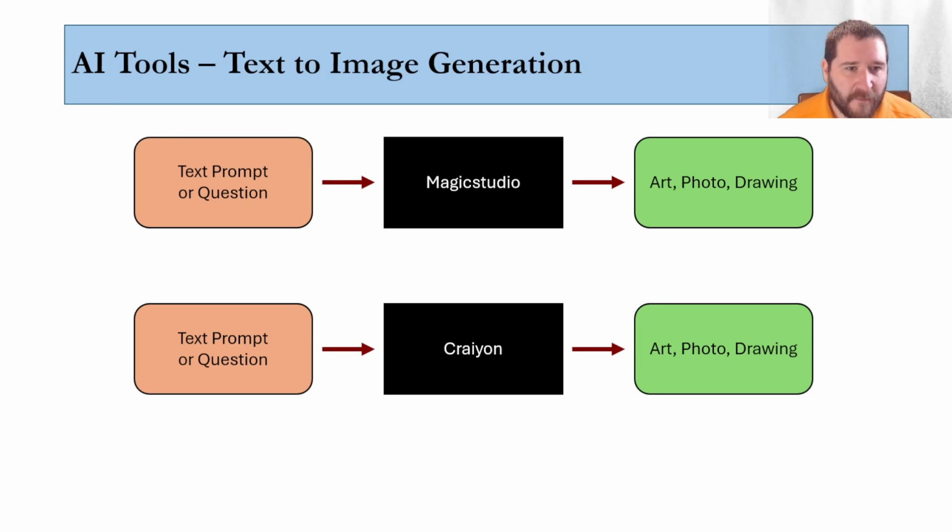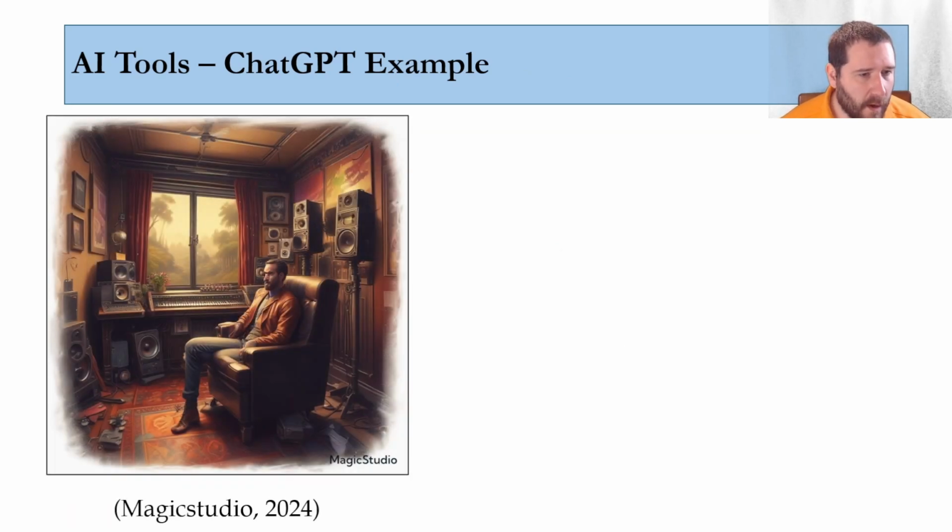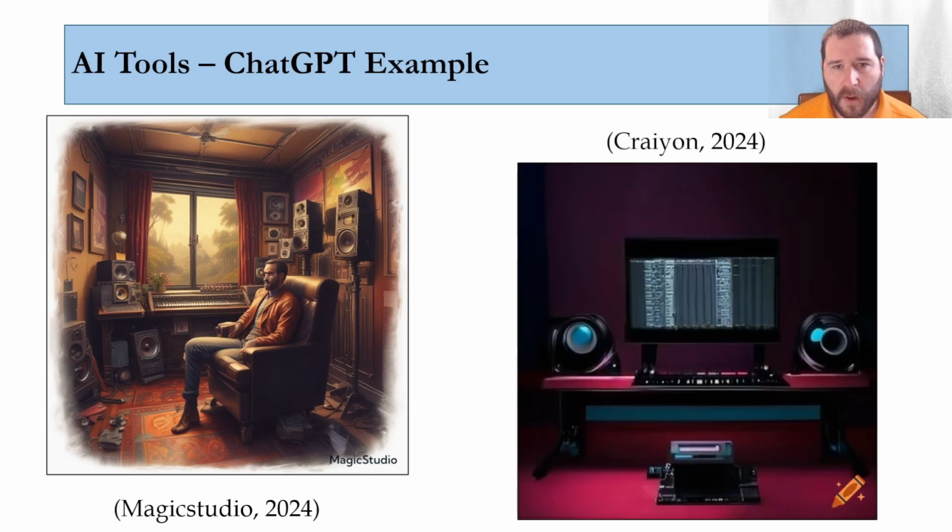But let's take a look. What does this look like? Well, with Magic Studio, I think I asked it here to create an image of a video recording studio, and you can see how Magic Studio gives us this gentleman brooding in this room, the keyboard in the background, speakers everywhere. Or in Crayon, we get a more electronic, computer-based studio. You can see how the AIs took it in a different direction.